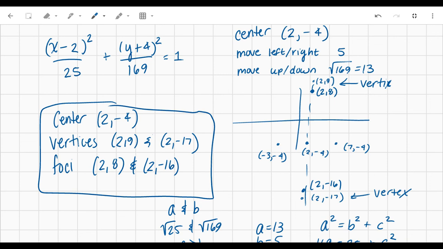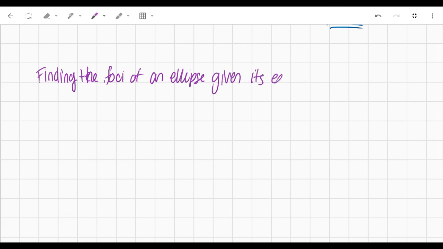Oh, lost my spot. The next one is finding the foci of an ellipse given its equation in general form.